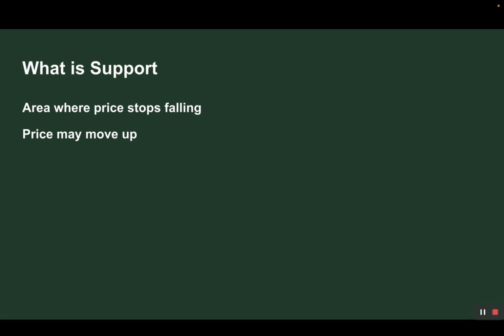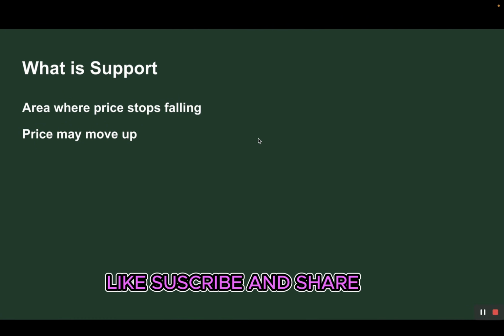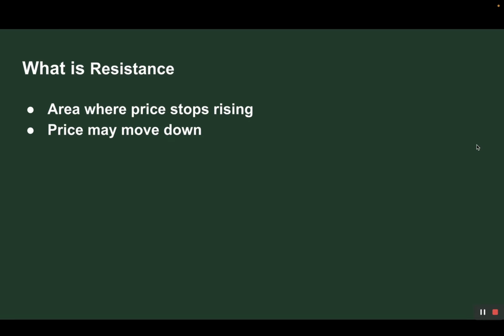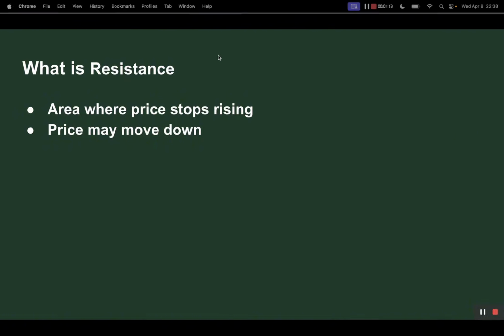Then you need to understand what support is. All right, support is just an area where price stops falling, and I will show you in the chart right now. Support is an area where price stops falling, then price may move off from this particular area. Then you can see we also have resistance, an area where price stops rising, and price may move down. So that is the simple concept of support and resistance.